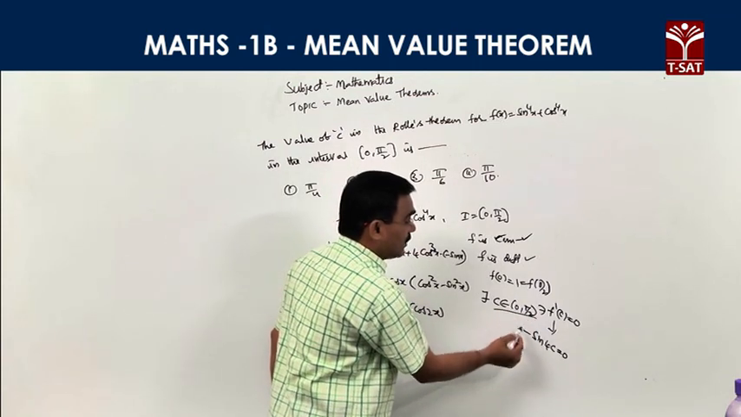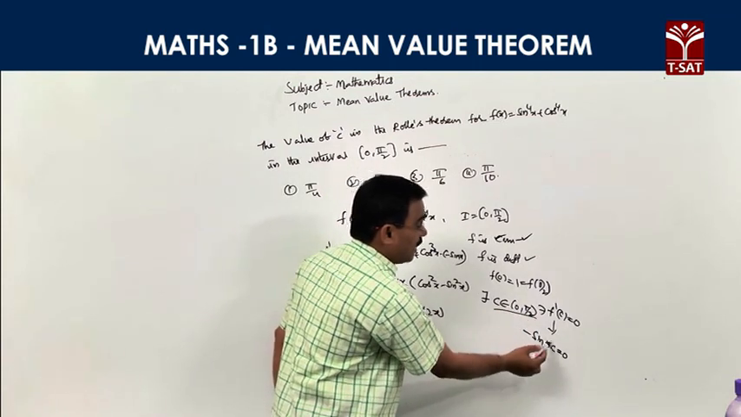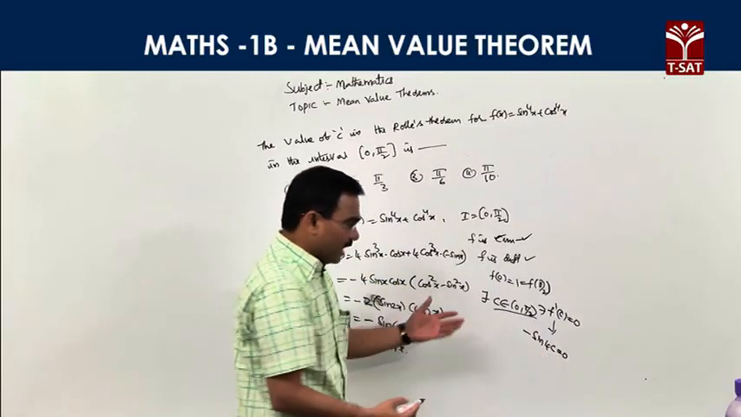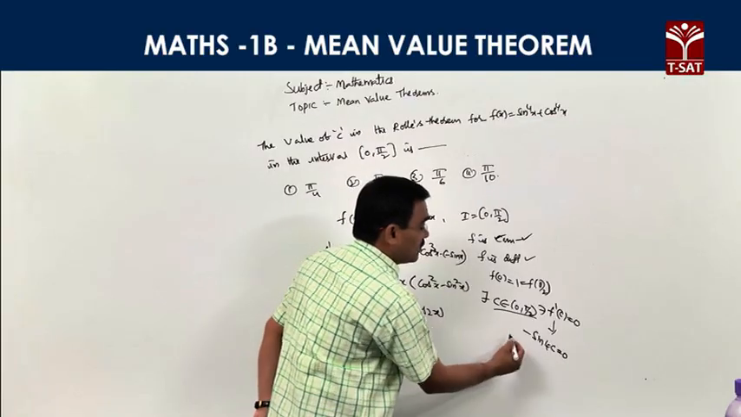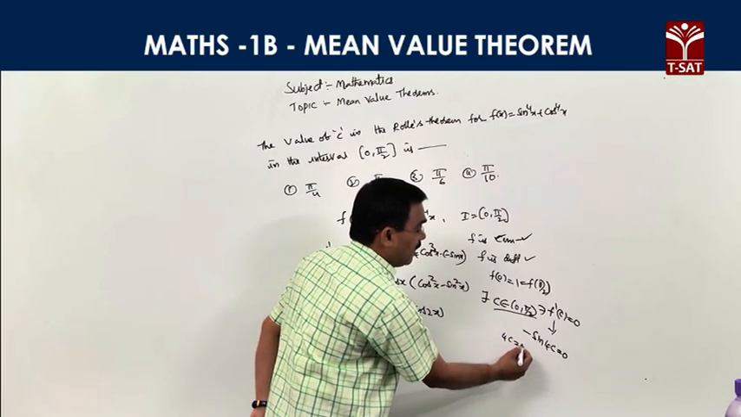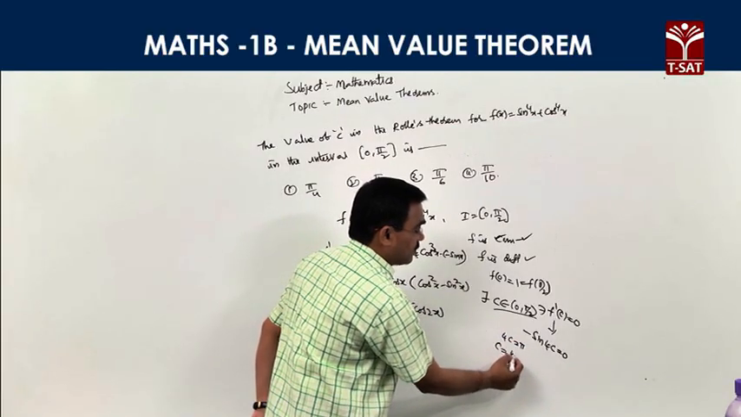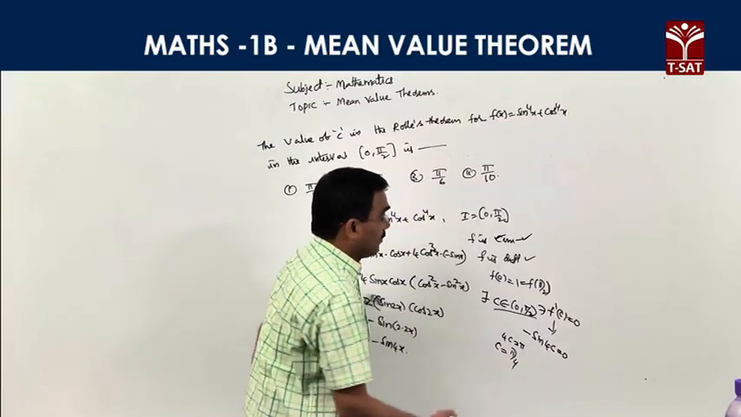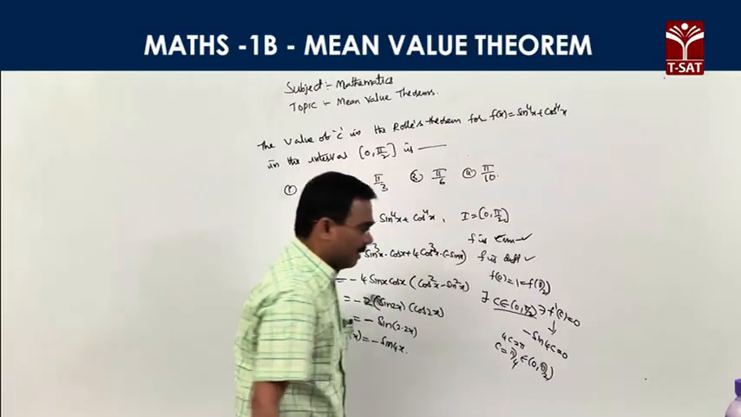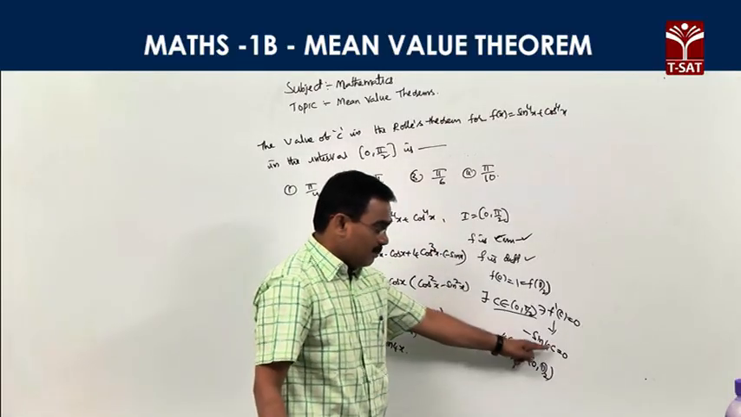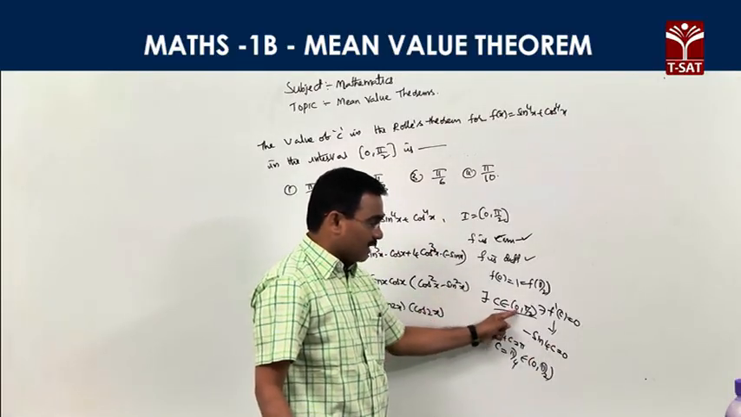c is not equal to 0, because sin values are 0 at 0 and at multiples of pi. That's why c is not equal to 0. Only 4c is equal to pi, so c is equal to pi by 4. Pi by 4 belongs to the open interval 0 comma pi by 2. You observe c may be 0, but 0 is not our point.